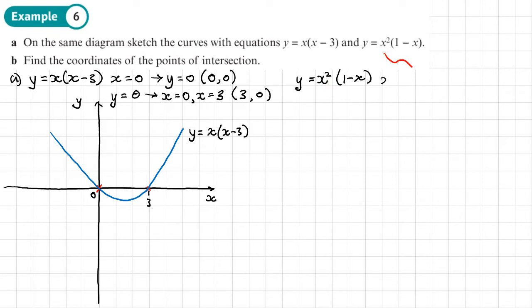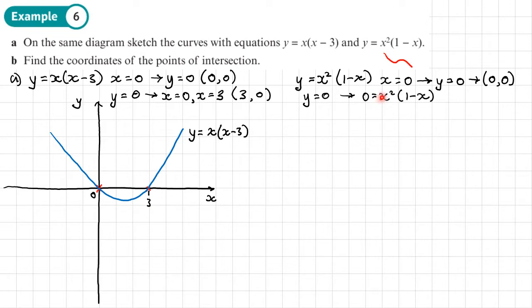So we'll start with x equals 0. When x equals 0, then I'm just going to get 0 here, so it doesn't matter what I multiply it by, I get y equals 0. So that gives the coordinate 0, 0. And I'll make y equals 0 and find out what values of x are going to make y equal to 0. So I'll just write 0 equals x squared times 1 minus x.